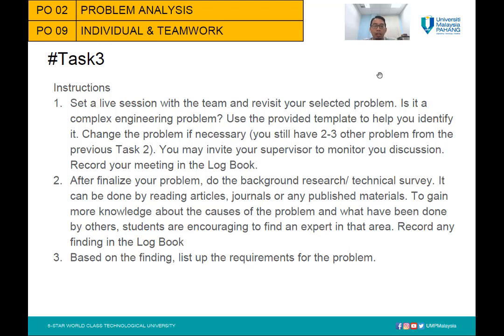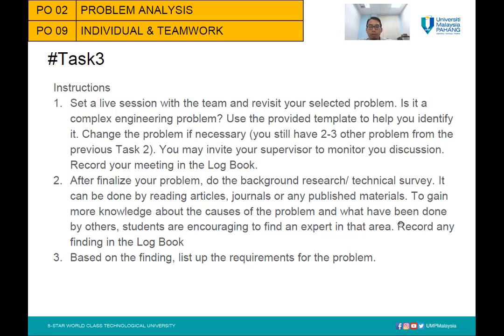Okay, if necessary, change the problem, because if the problem is very simple, then it is not going to go through this course. So if necessary, change the problem and choose one that is suitable, a problem that is complex and has complex engineering. If you have 4 members, you still have 2 or 3 other problems that you can look at, if necessary. You may invite your supervisor to monitor your discussion, and record your meeting in the logbook. Now you have a logbook and you have to record it. After you finalize your problem, do some background research or technical survey. It can be done by reading articles, Googling, and anything.